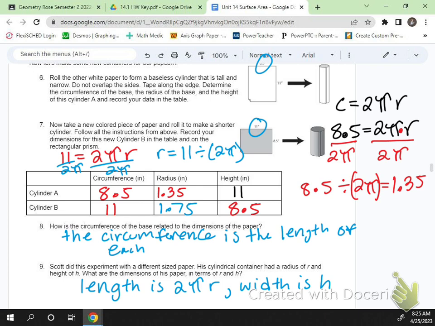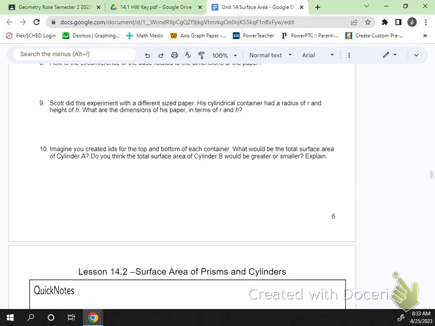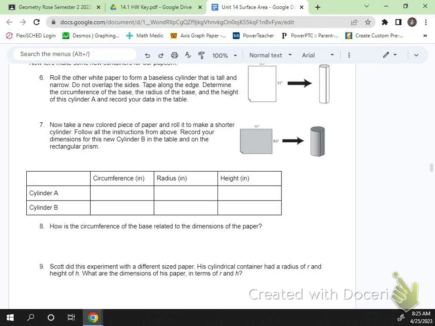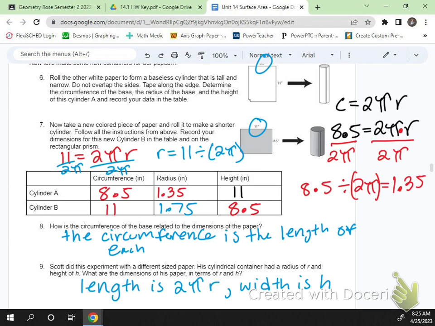Is anyone still writing? 10. Imagine you created lids for the top and bottom of each cylinder. What would the total surface area of cylinder A and cylinder B be, greater or smaller? Let's just find the surface areas. So first off, let's go back to our table. In our table, you've got the circumference and height. So I really want you to start imagining that to find the area of this paper, what would I do? What would I do to find the area of that paper?